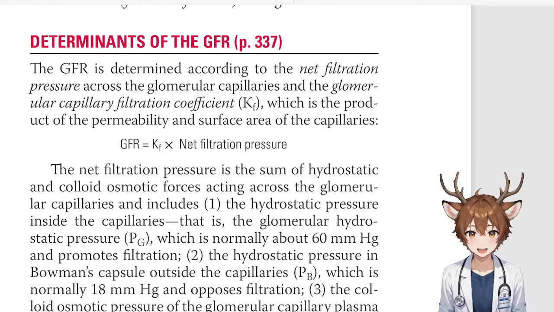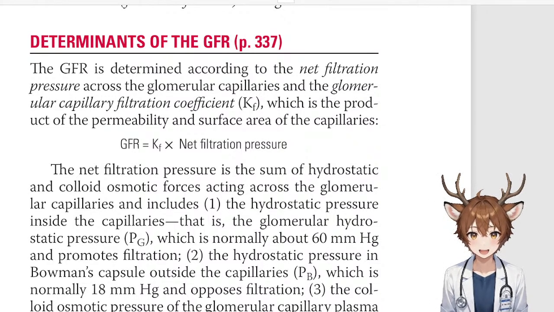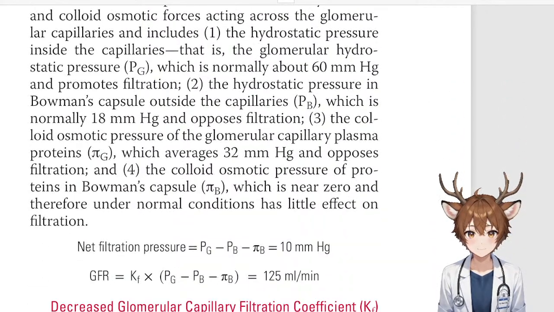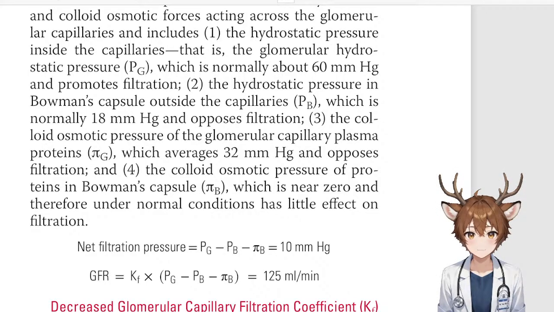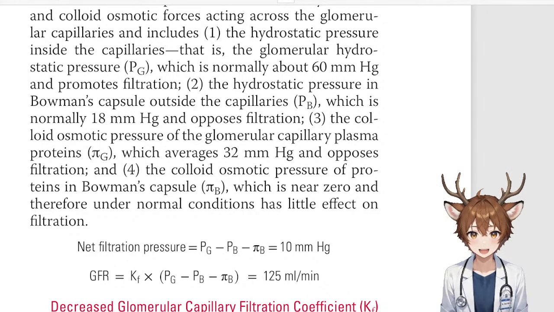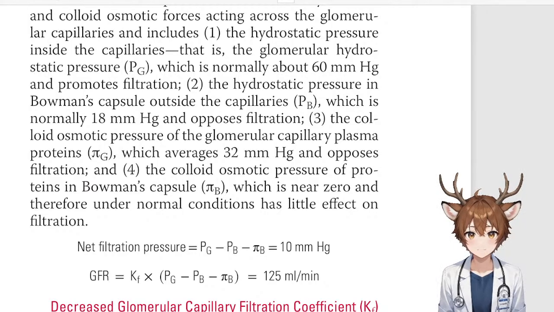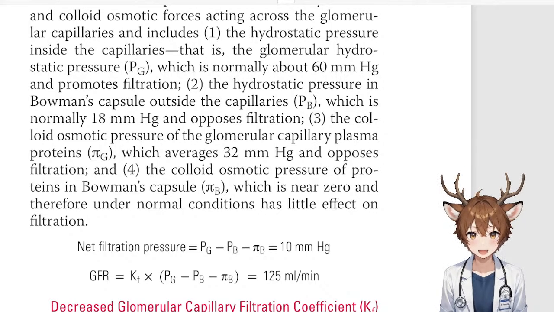mmHg and promotes filtration. 2, the hydrostatic pressure in Bowman's capsule outside of the capillaries, which is Pb, which is normally about 18 mmHg and opposes filtration. 3, the colloidosmotic pressure of the glomerular capillary plasma proteins, pi g, which averages about 32 mmHg and opposes filtration. And 4, the colloidosmotic pressure of proteins in Bowman's capsule, pi b, which is near 0 and therefore, under normal conditions, has little effect on filtration.